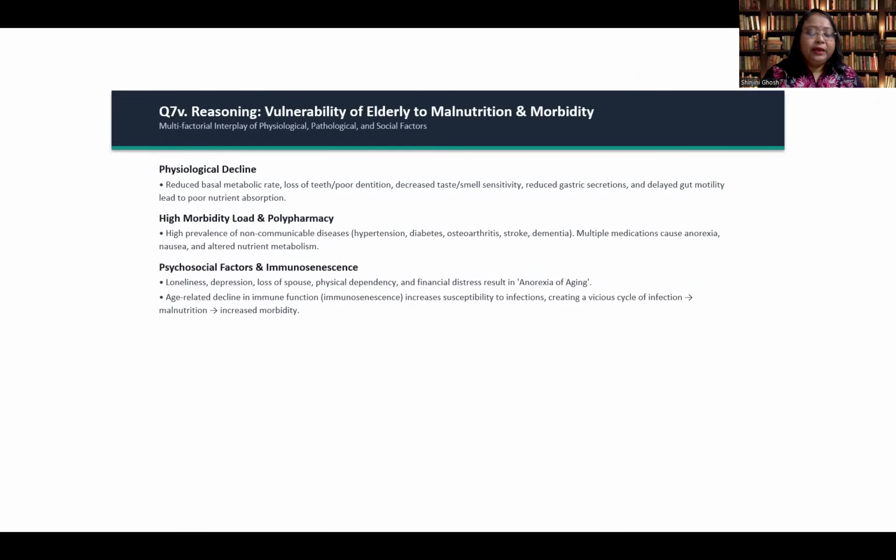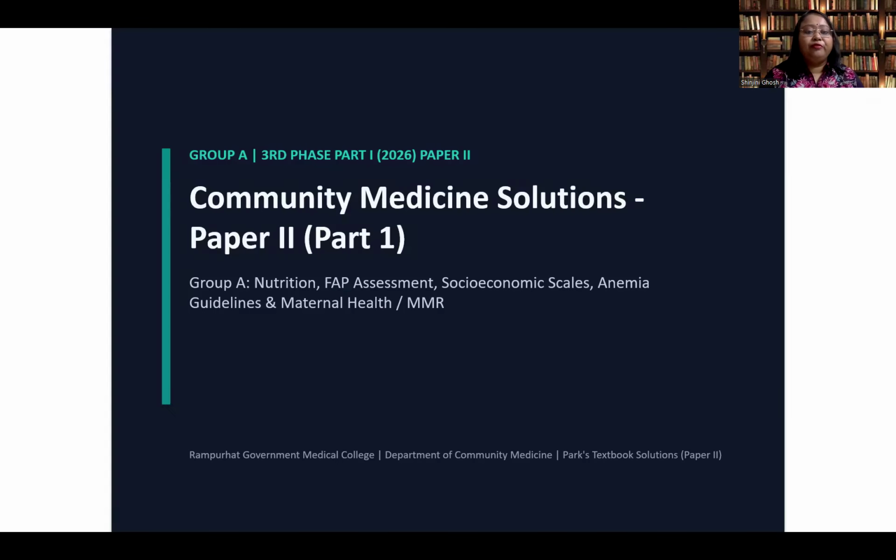Okay. Next, coming to: elderly people are more vulnerable to malnutrition and morbidity. Yes, definitely, because reduced BMR happens, loss of teeth, senility, reduced gastric secretions, more morbidity load, and psychosocial factors are also there. Immunescence is an important thing. What is immunescence? It is age-related decline in the immune function. Okay. So this is all about paper 1, and then you have your MCQs. Okay. And next, coming to paper 2 of our Rampurhat Medical College semester.